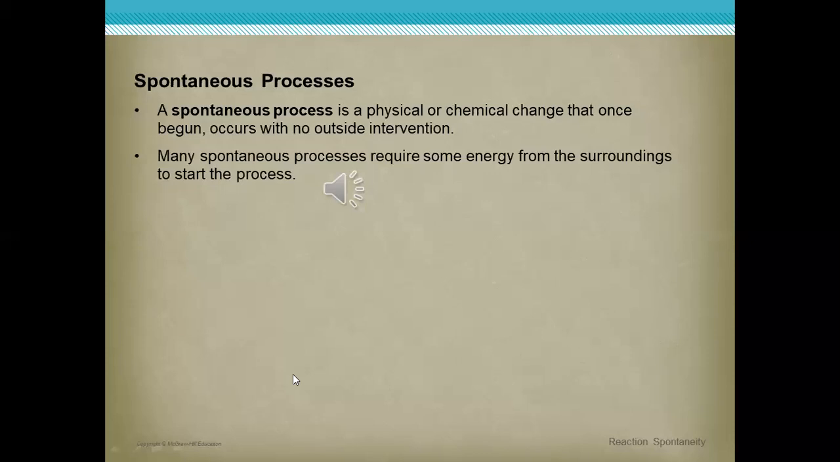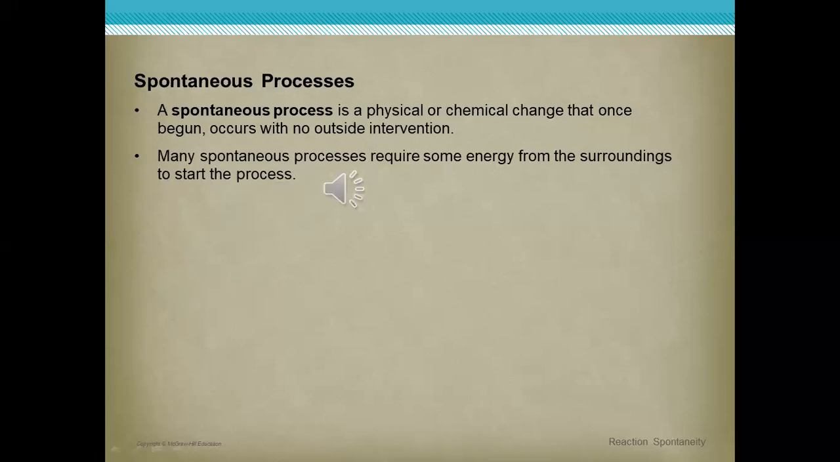Rakan? Okay, Khaled. A spontaneous process is a physical or chemical change that once begun occurs with no outside intervention. Thanks, Khaled. Rakan, did you leave our session? Yes, I had connection problems. That's okay. Can you read what is meant by a spontaneous process? A spontaneous process is a physical or chemical change that once begun occurs with no outside intervention. Okay, thanks.